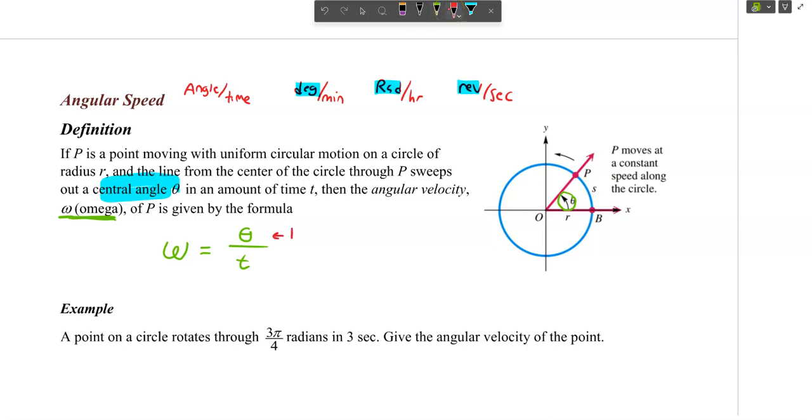This is going to be the total, and we're going to typically write this as a radian. So we're going to say total radian measure. How many radians did we rotate over our total time?